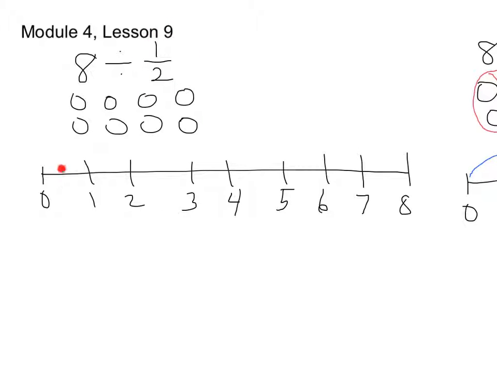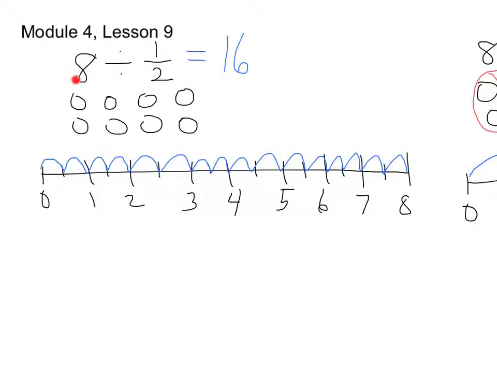Okay, so like 1/2 would be to here. And I think to do that, we should probably mark in those half marks. So here's 1/2, 1, 1.5, 2, 2.5, 3, 3.5, 4, 4.5, 5, 5.5, 6, 6.5, 7.5. There we go. So let's count those hops now. 1, 2, 3, 4, 5, 6, 7, 8, 9, 10, 11, 12, 13, 14, 15, 16. Took me 16 hops. So I know that 8 divided by 1/2 equals 16.